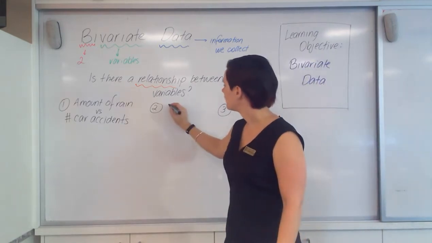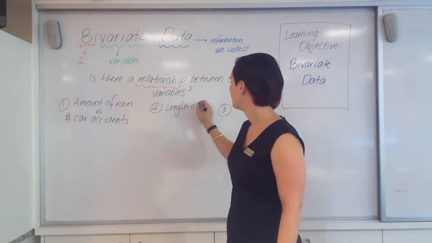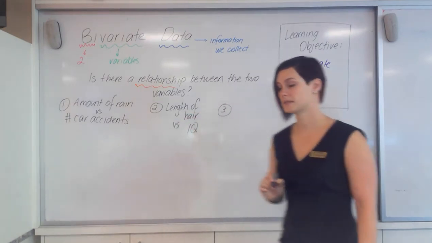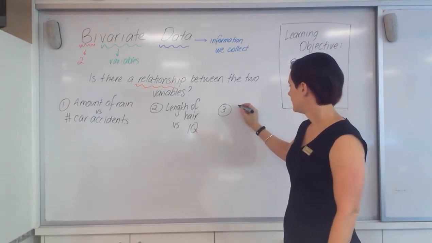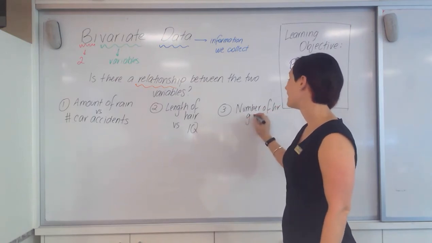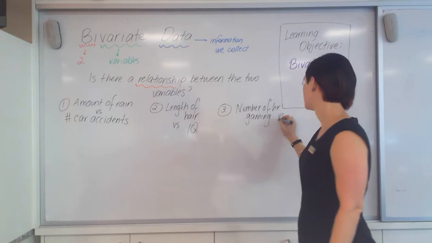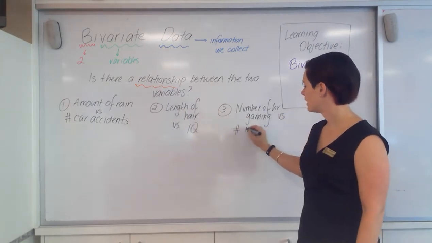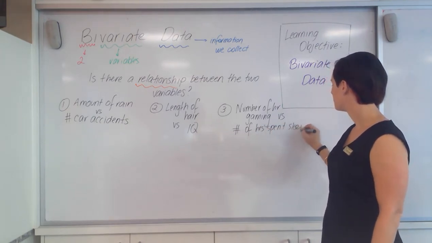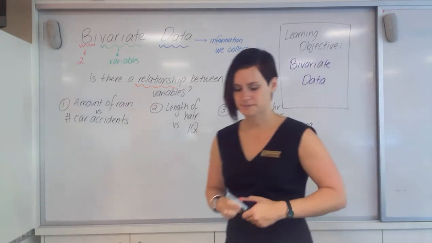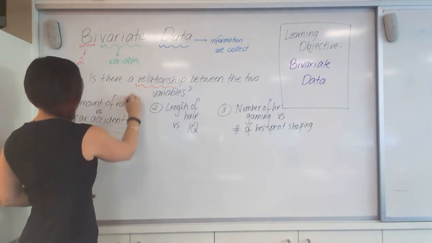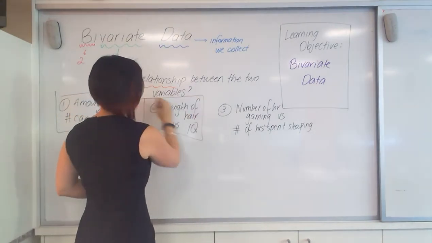Let's go with the length of your hair versus your IQ, if you do an IQ test. And then let's go with the number of hours you spend gaming versus the, let's go with this hashtag again, number of hours spent sleeping, which is something pretty relevant to a lot of you. And it's really difficult to tell with these things if they have a relationship, if we can't view the data in any particular way.